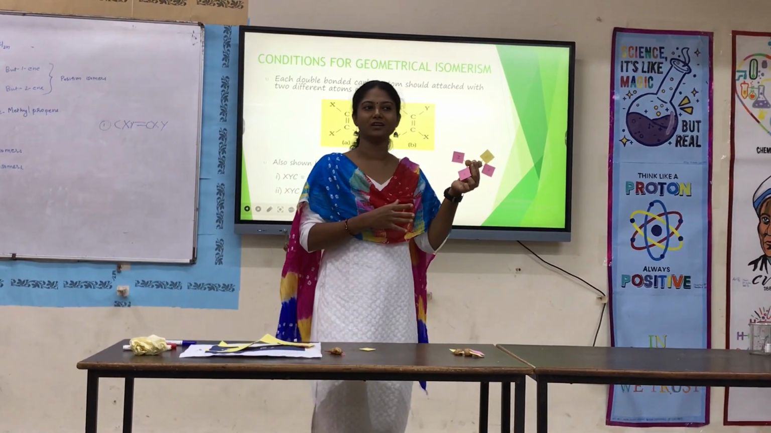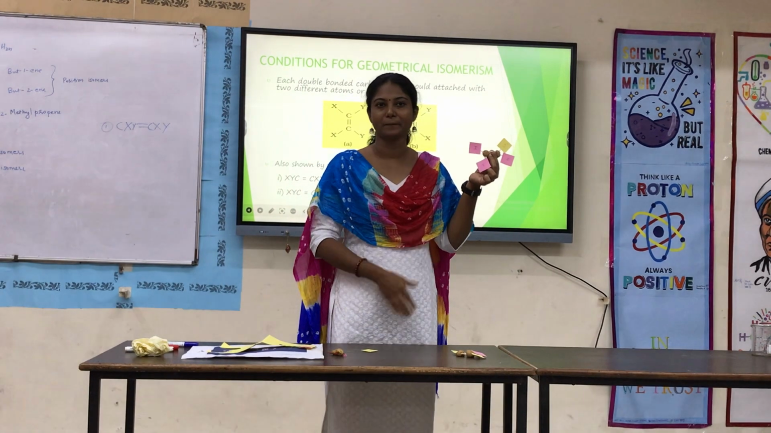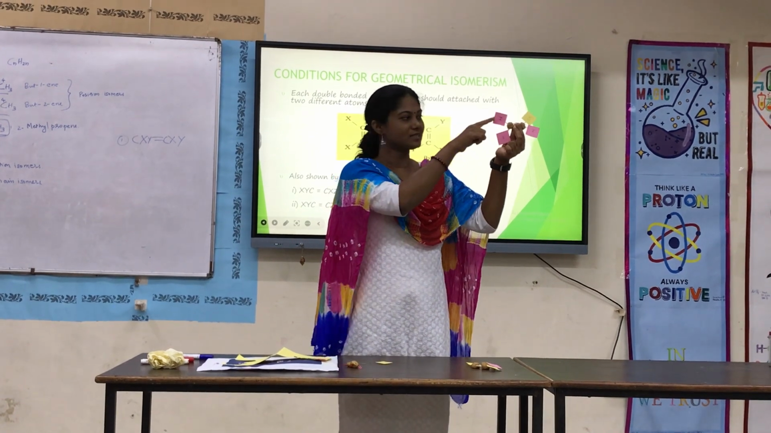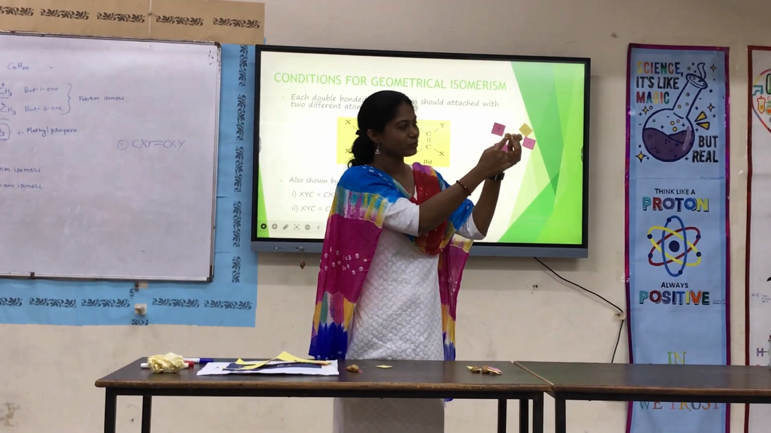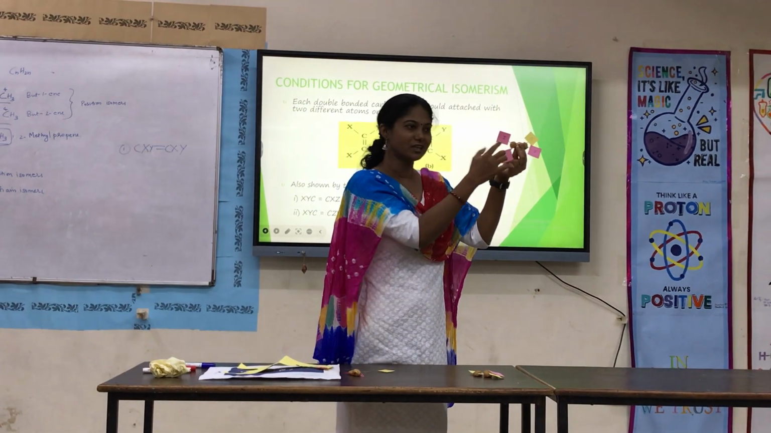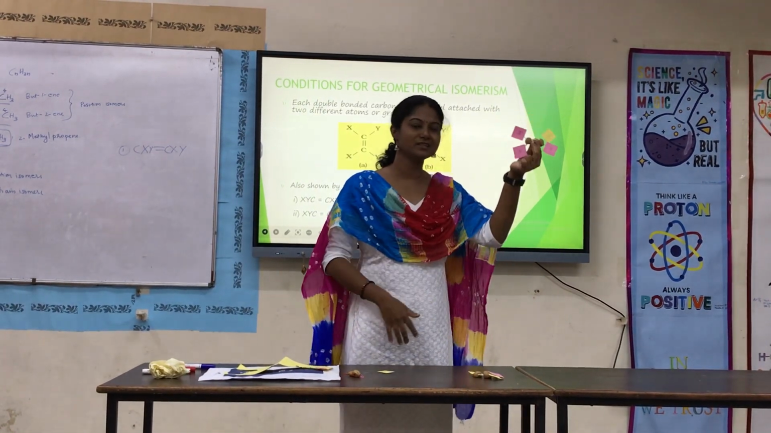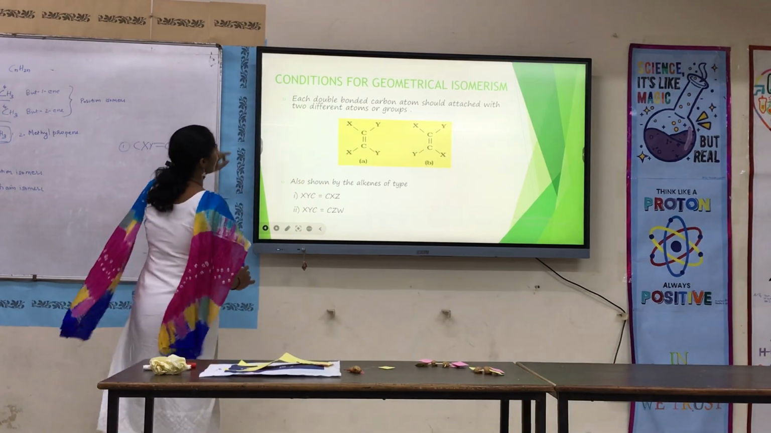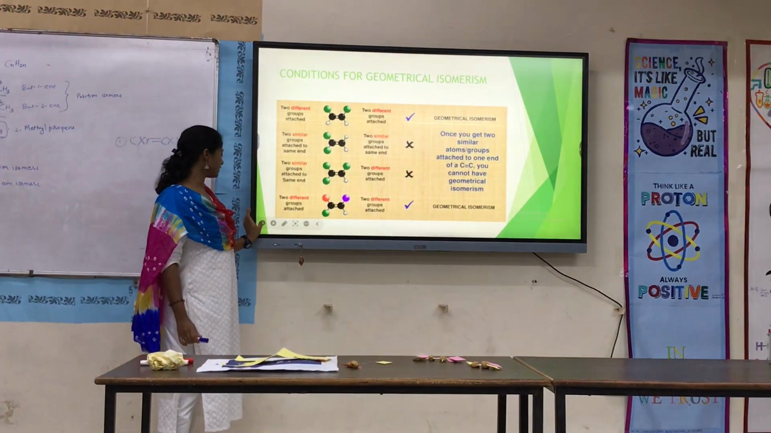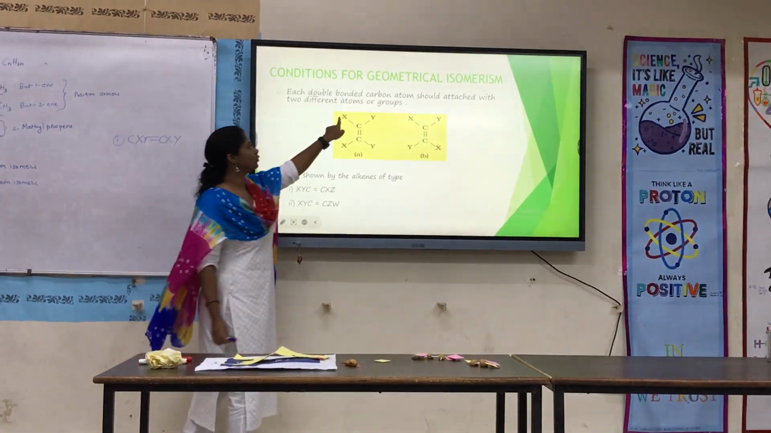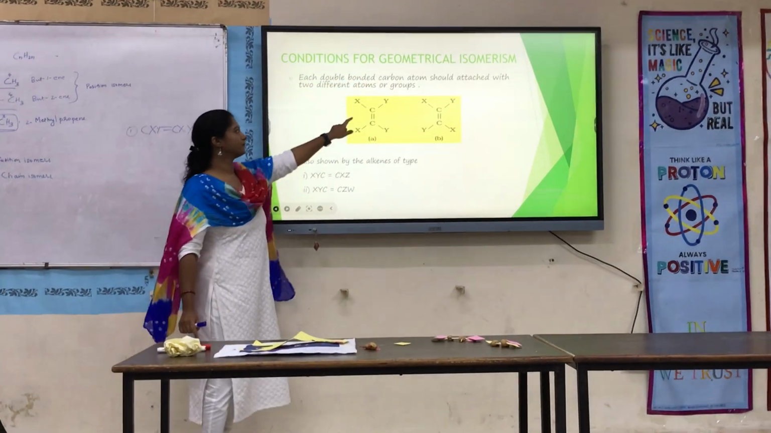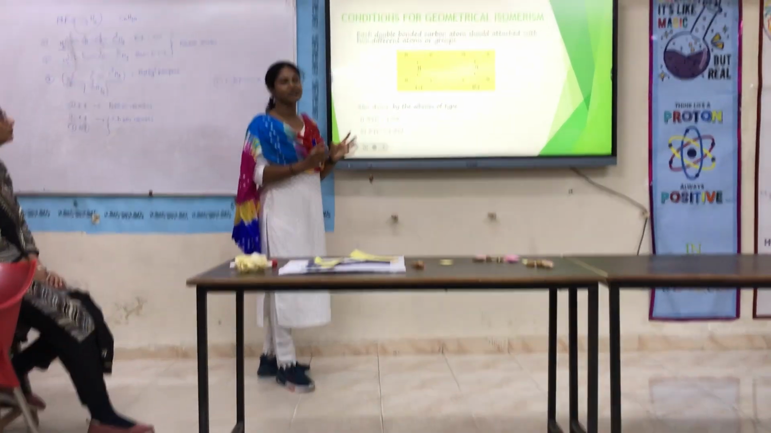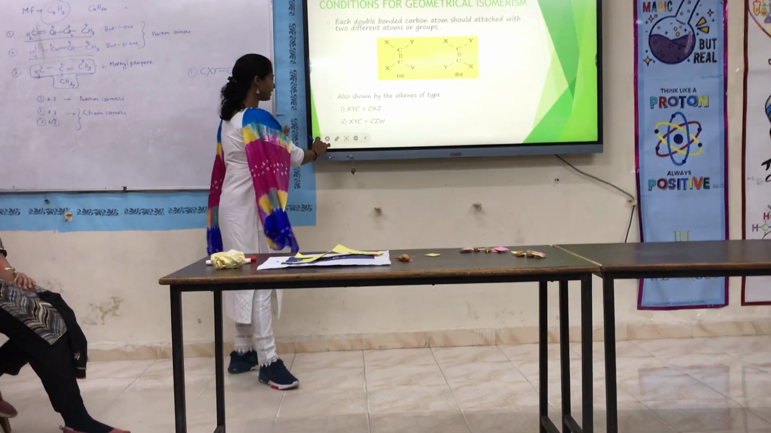So can propene exhibit geometrical isomerism? No, it cannot. Why? Because it has two similar atoms attached to the same double bonded carbon atom. That's why whichever way we try to exchange, we get the same structure. So what's the condition for exhibiting geometrical isomerism? The first and foremost condition, which I told you, is that each double bonded carbon atom should have two different atoms or groups attached to it. So in propene, since two similar atoms are attached, it cannot show geometrical isomerism.